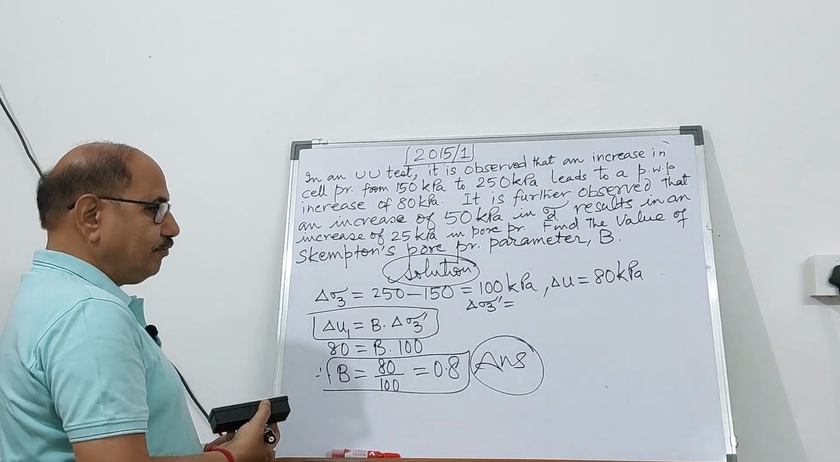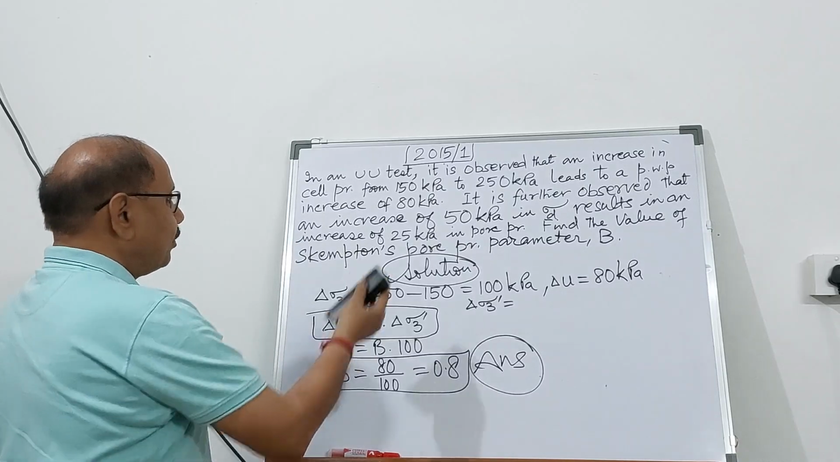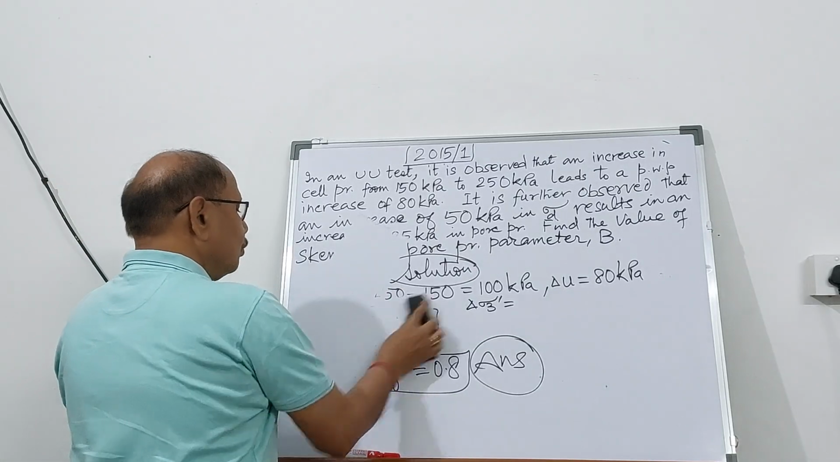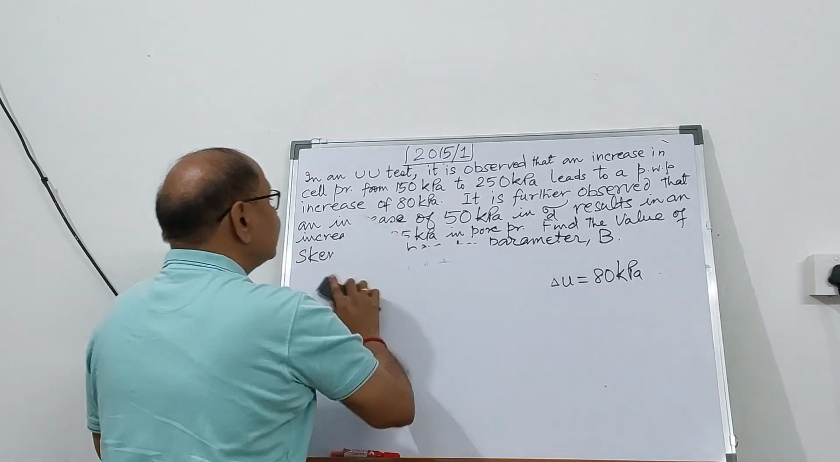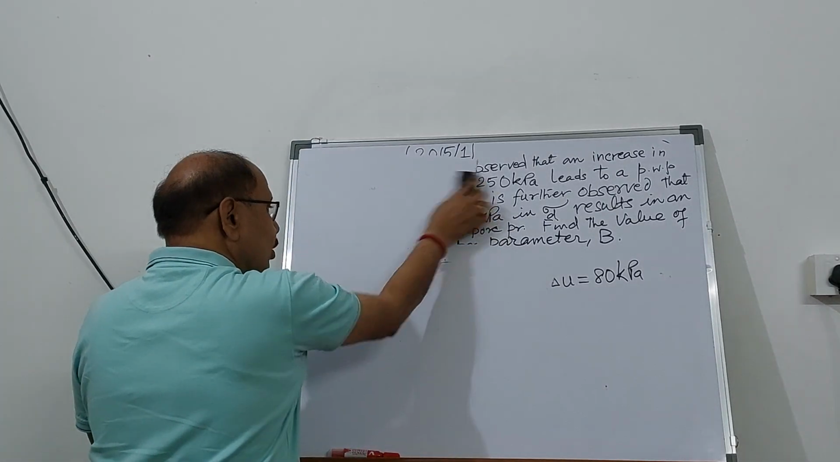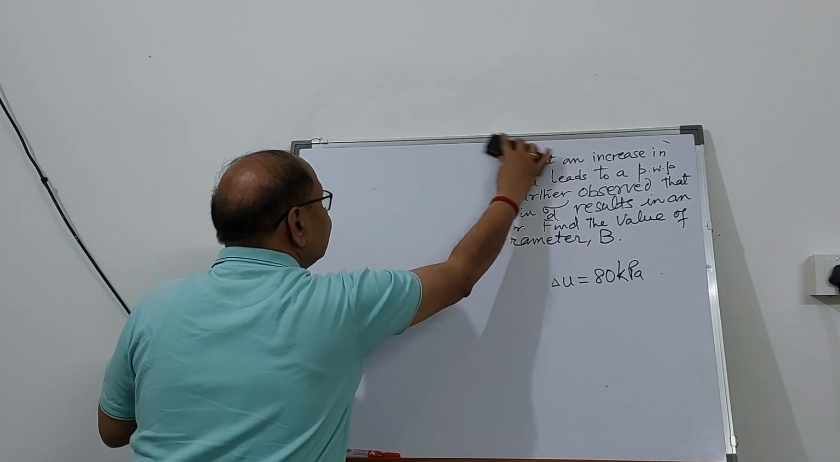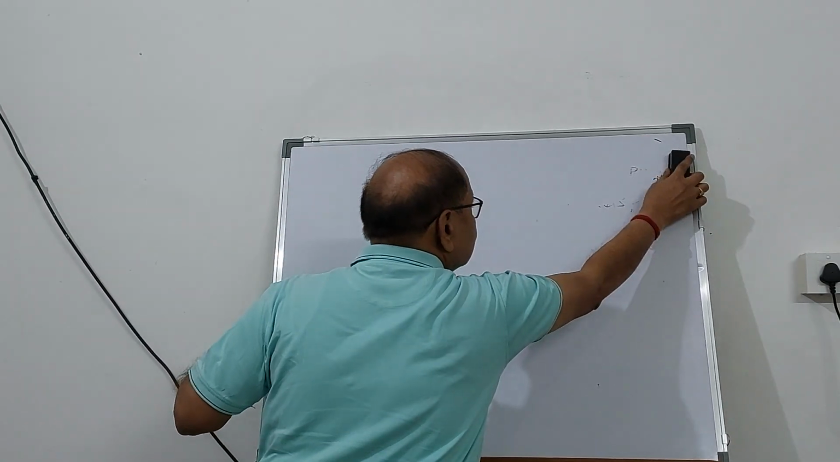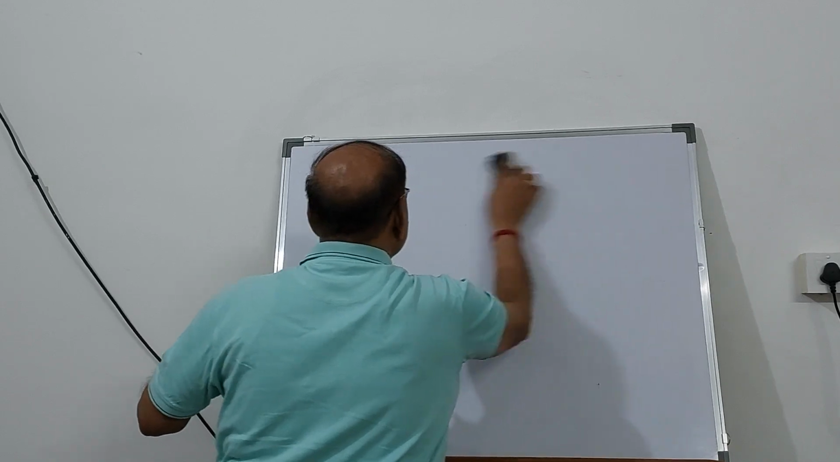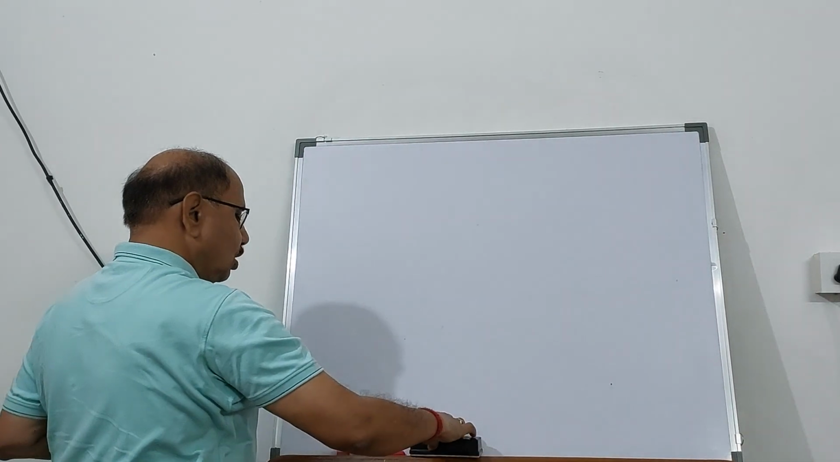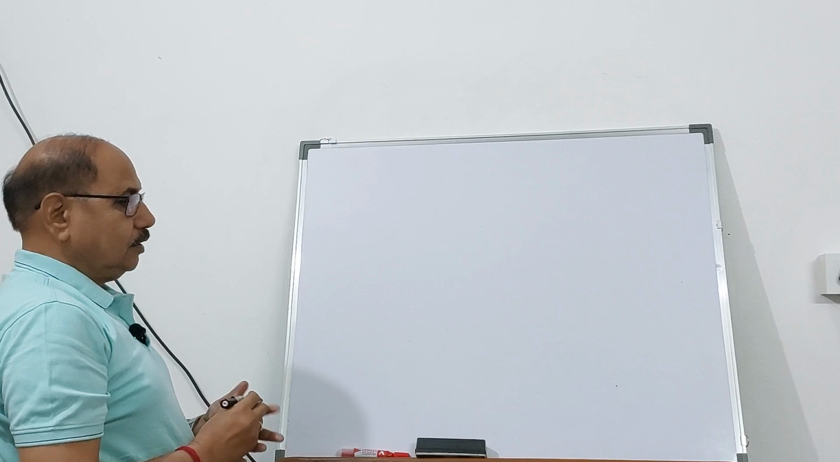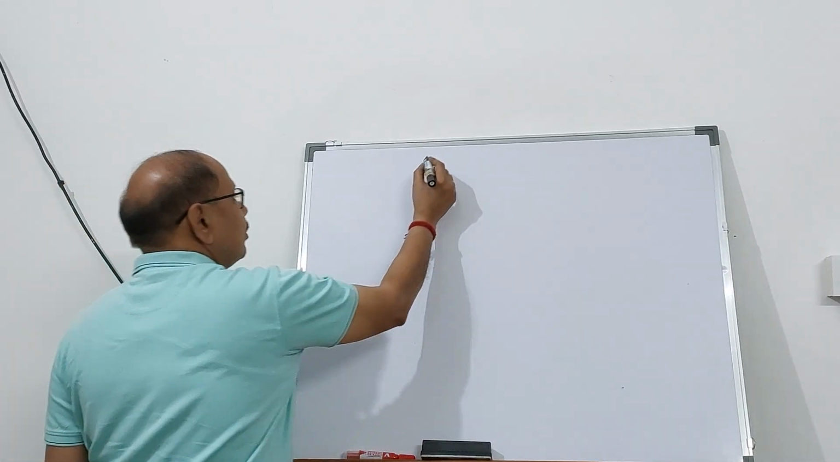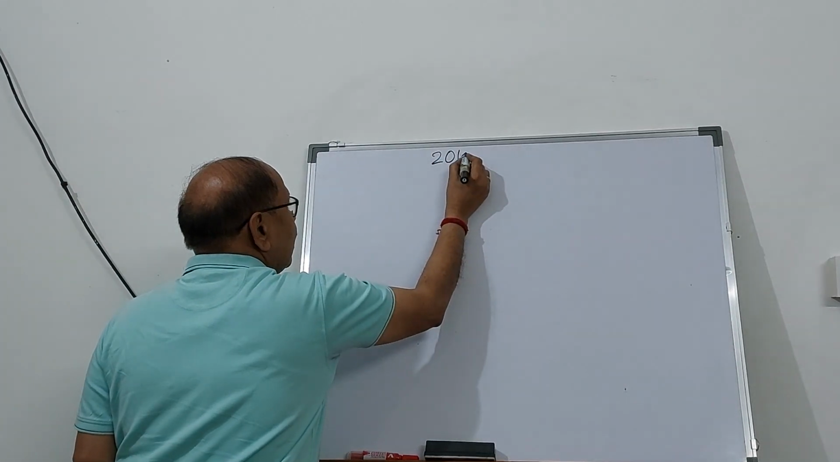So the 2015 problem was a little different. You can also find out Skempton's parameter A with this given data, but it is not being asked, but you know how to find it out. So now the next problem is 2012.